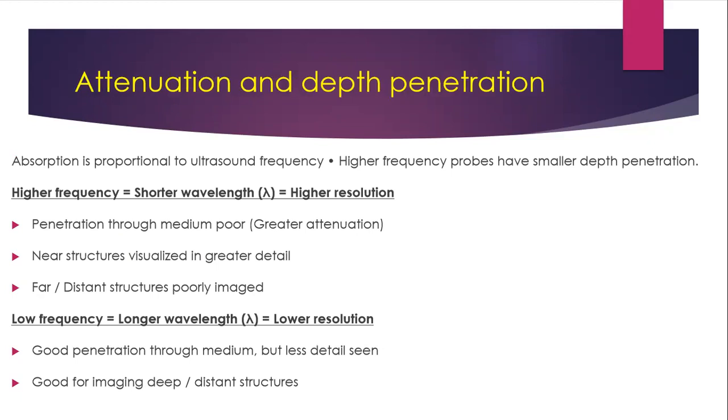Now, attenuation and depth of penetration. Attenuation is proportional to ultrasound frequency, that is, high frequency probes have smaller depth penetration. High frequency is equal to shorter wavelength, which is equal to high resolution. There is poor penetration through a medium, that is greater attenuation, and the near structures are visualized in greater detail, while far structures give poor images. Low frequency is equal to longer wavelength, which is equal to lower resolution. So there is good penetration through a medium, but fewer details are seen. So it is good for imaging deep and distant structures.